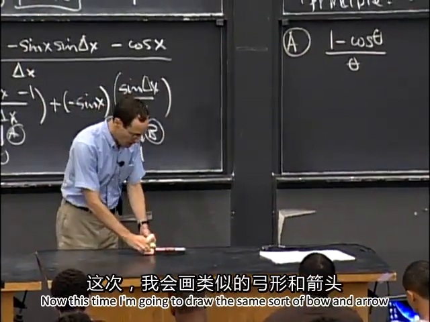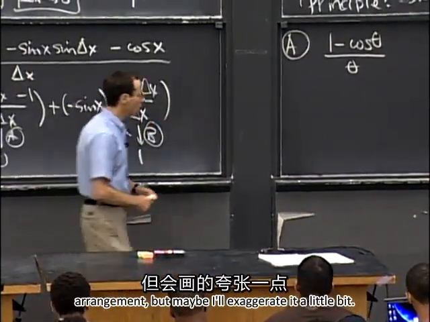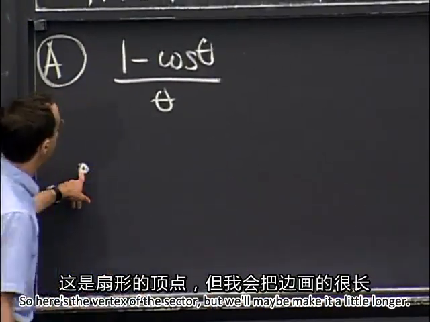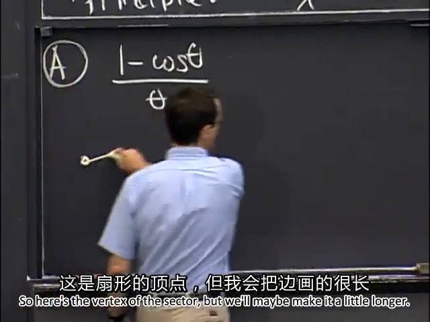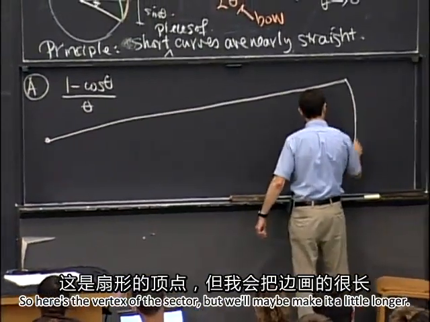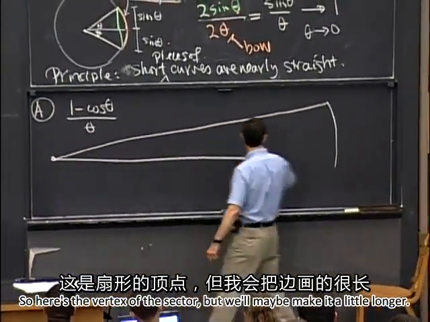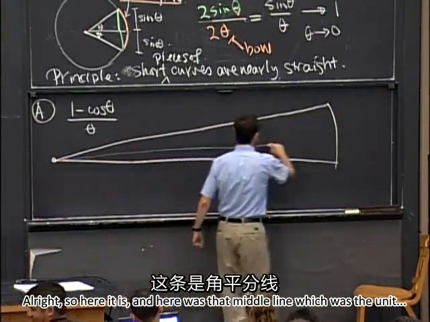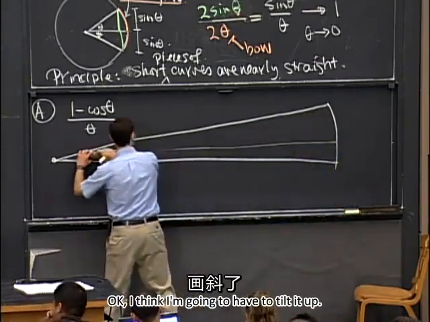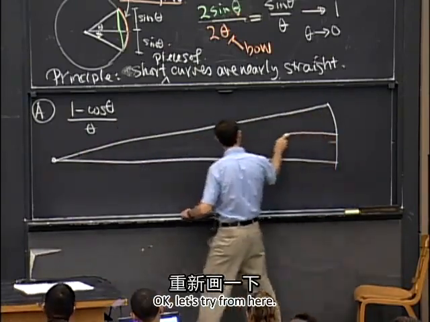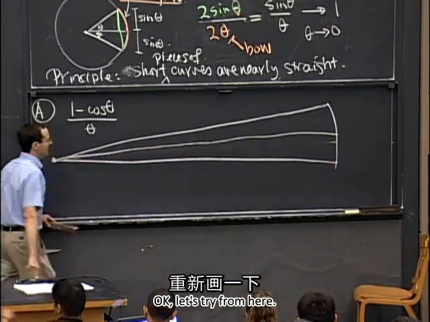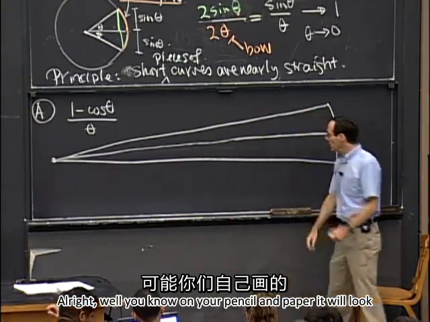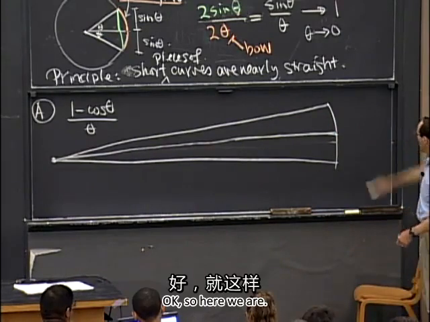Now, this time, I'm going to draw the same sort of bow and arrow arrangement, but maybe I'll exaggerate it a little bit. So here's the vertex of the sector, but we'll maybe make it a little longer. All right, so here it is. And here was that middle line, which was the unit. Whoops. OK, I think I'm going to have to tilt it up. OK, let's try from here. All right. Well, you know, on your pencil and paper, it'll look better than it does on my blackboard. OK, so here we are.